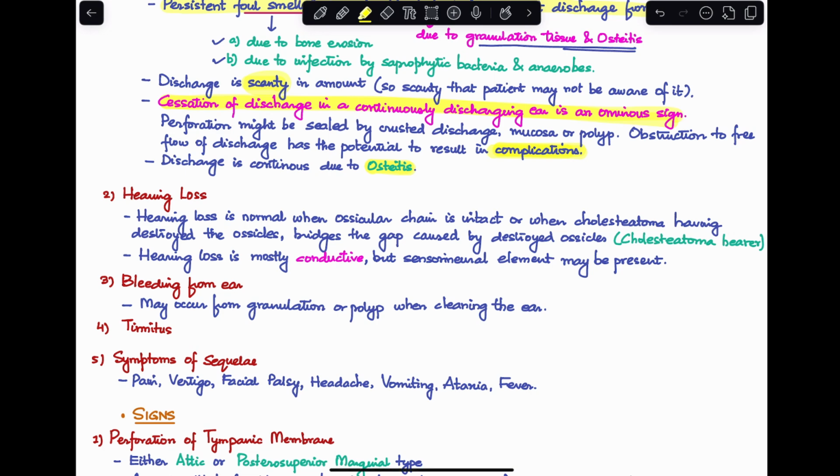Third, the patient can also complain of bleeding from the ear due to the presence of granulation tissue or polyp while cleaning. The patient can have tinnitus, or can have any number of other symptoms which indicate a complication rather than uncomplicated atticoantral disease. These include pain, vertigo, facial palsy, headache, vomiting, convulsions, ataxia, fever, etc. I'll discuss the complications of CSOM in a separate video.